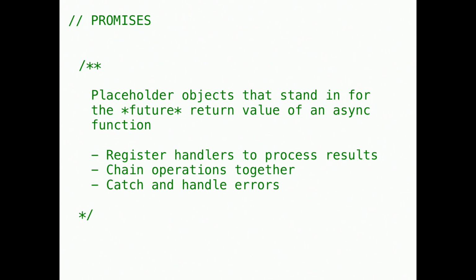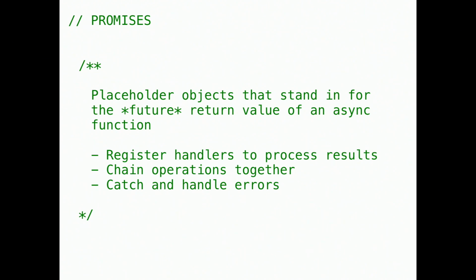Another model that we see in other languages is the promises model. And we see this in JavaScript. It exists elsewhere. But promises basically are placeholder objects, and these objects stand in for the future return value of some kind of asynchronous function. So somewhere where you would otherwise have a callback, you instead work with this placeholder promise object, and then you register handlers to process those results. You can chain operations together, and you can do nice things like catching and handling errors all in one place.